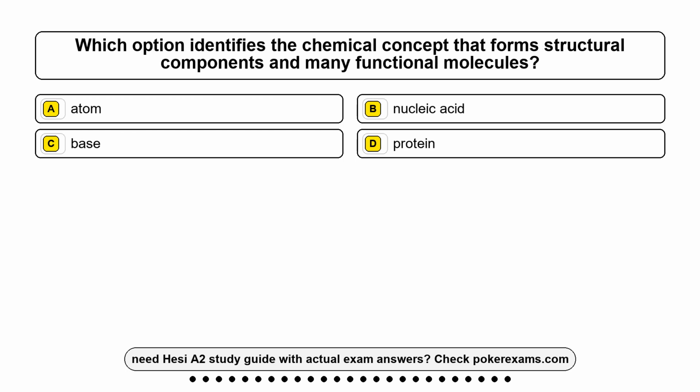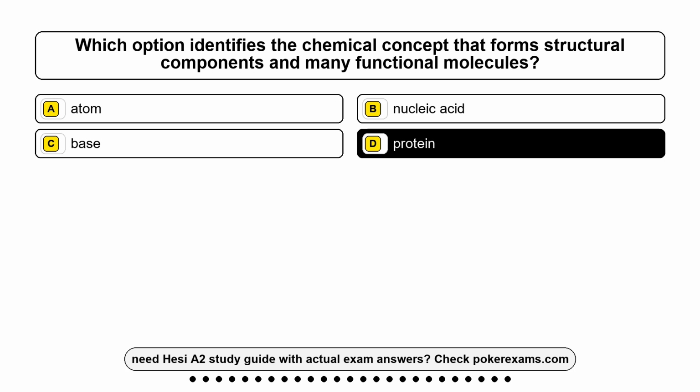Question 15. Which option identifies the chemical concept that forms structural components and many functional molecules? Option A, atom. Option B, nucleic acid. Option C, base. Option D, protein. The correct answer is option D, protein.